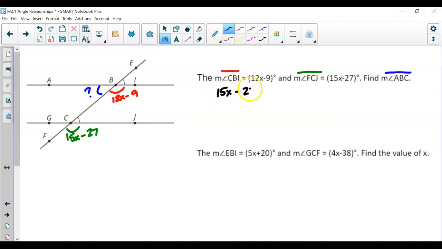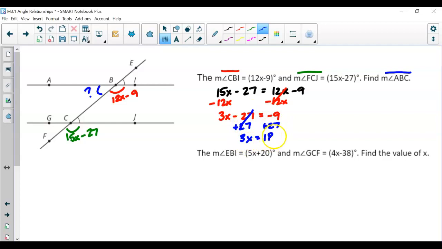So 15x minus 27 is equal to 12x minus 9. You set them equal to each other. Then solving, gather your variables. So subtract 12x. You've got 3x minus 27 is equal to negative 9. Now we can start solving by two-step. Add 27. 3x is equal to 18. So you should have gotten x is equal to 6.